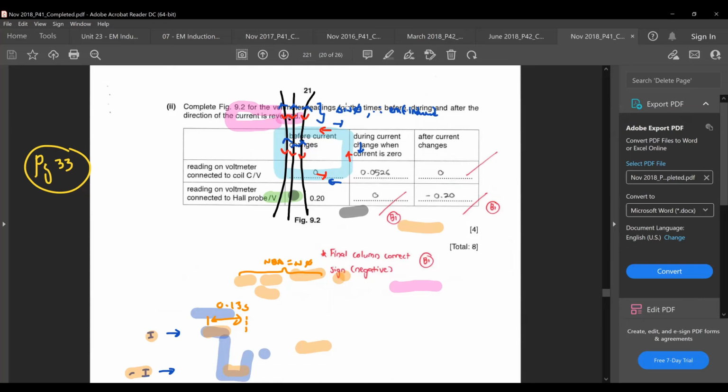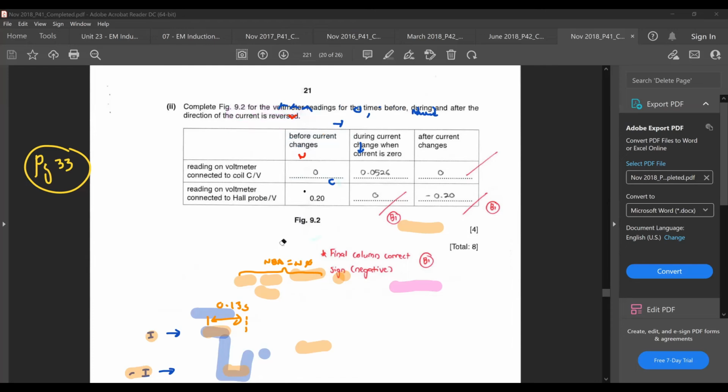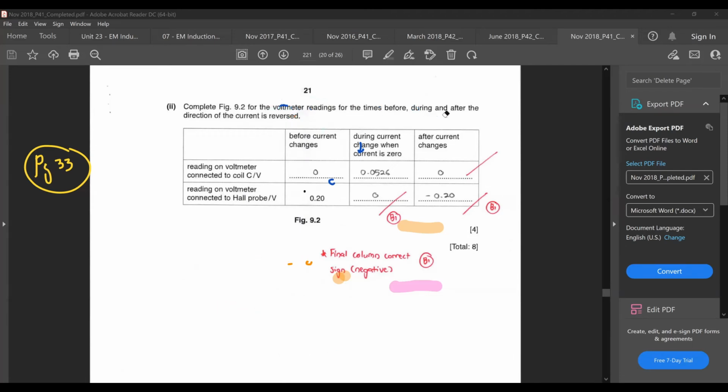Then you move on to the next page. The next page here talks about something else. This one is asking you to fill in the tables. So let's look at the table here. They tell you that complete figure 9.2 for voltmeter readings for the times before, during, and after the direction of current is reversed. They tell you 3 things: before current change, during current change, and after current change. And then they ask you, what is the voltmeter reading on coil C? What's the voltmeter reading on Hall probe?